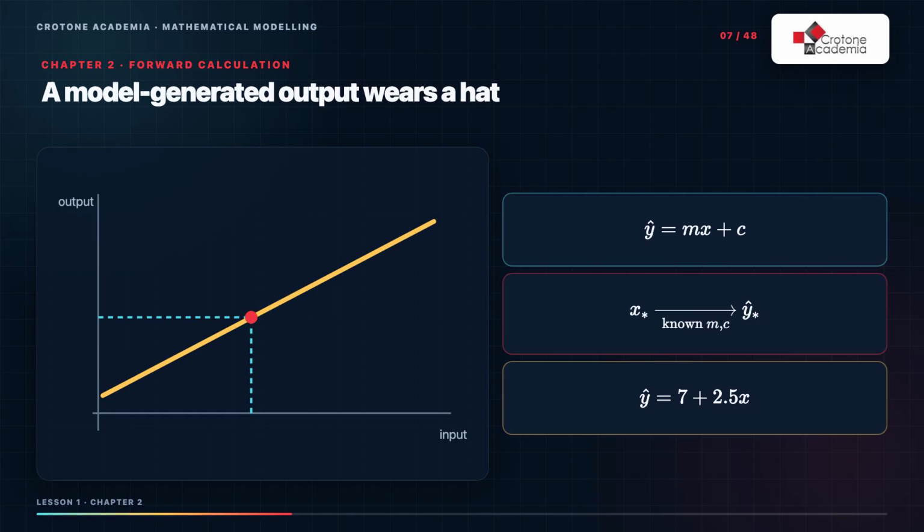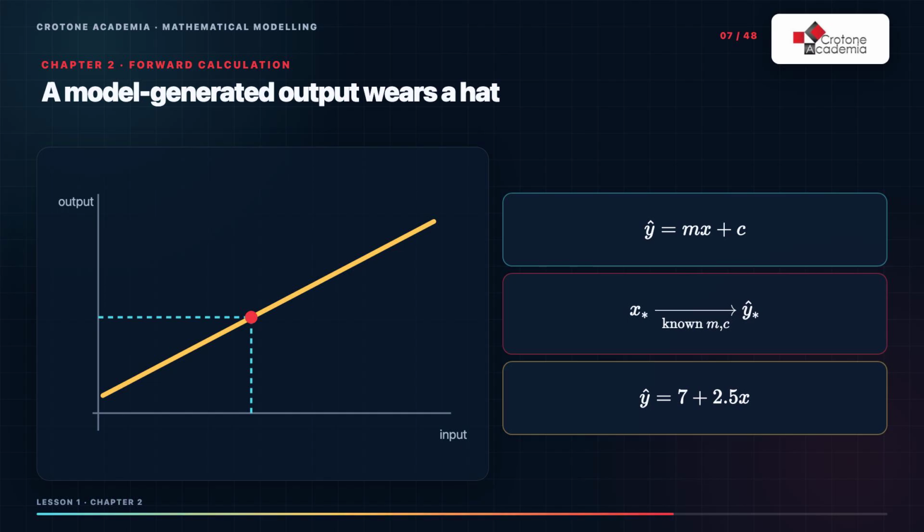When the value comes from a model rather than direct measurement, we write y with a hat. Y hat. The hat means predicted or estimated. In the expression y hat equals 7 plus 2.5x, the input is x, the predicted output is y hat, the intercept is 7, and the slope is 2.5.